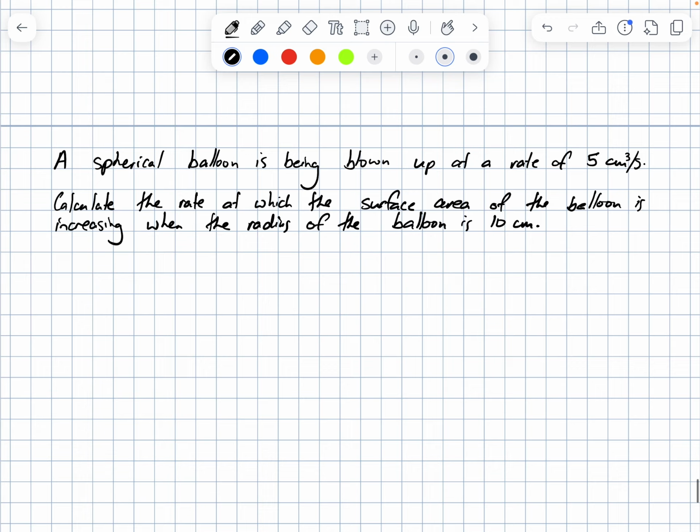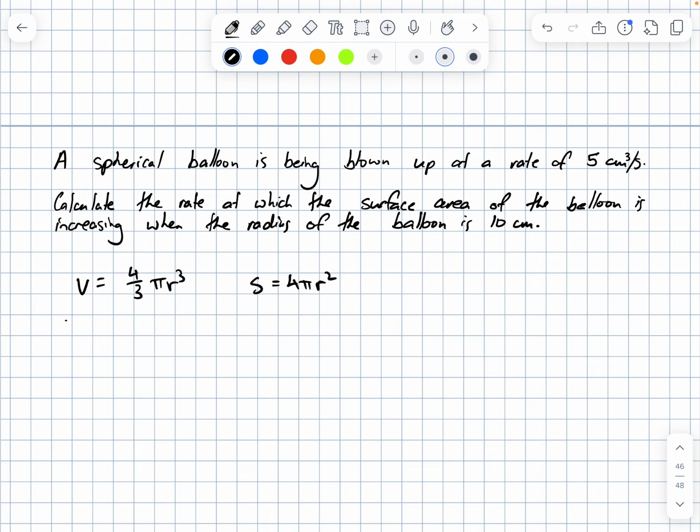A spherical balloon has been blown up at a rate of 5 centimeters cubed per second. Calculate the rate at which the surface area of the balloon is increasing when the radius of the balloon is 10 centimeters. So straight away, we need some formula. Volume of a balloon, well, V equals 4/3 pi r cubed, and surface area of a balloon, S equals 4 pi r squared. Those are both in your formula sheet.